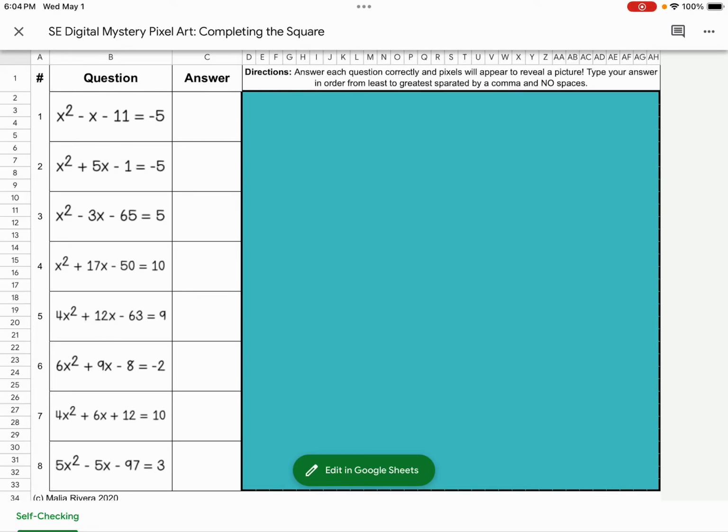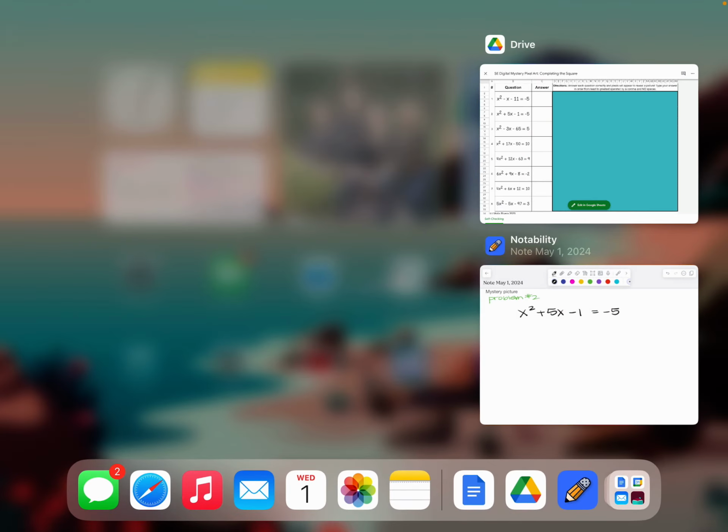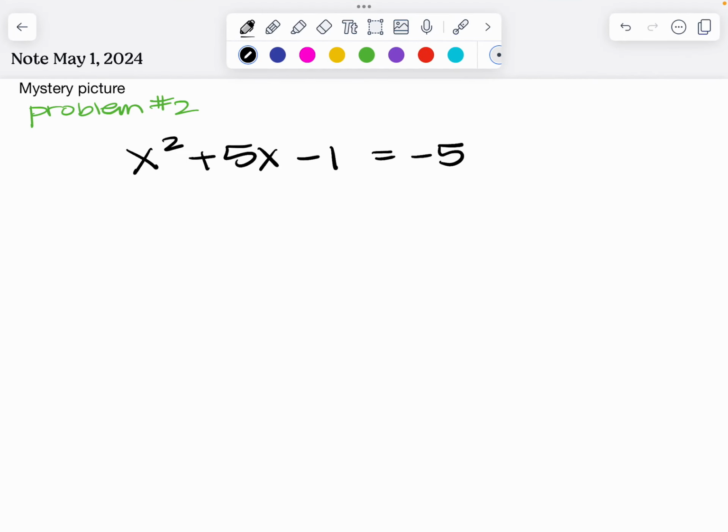Hello, algebra. All right, I've gotten a few questions about our digital mystery picture. So what I'm going to do is help you out with problem number 2, x squared plus 5x minus 1. Here we go. All righty.